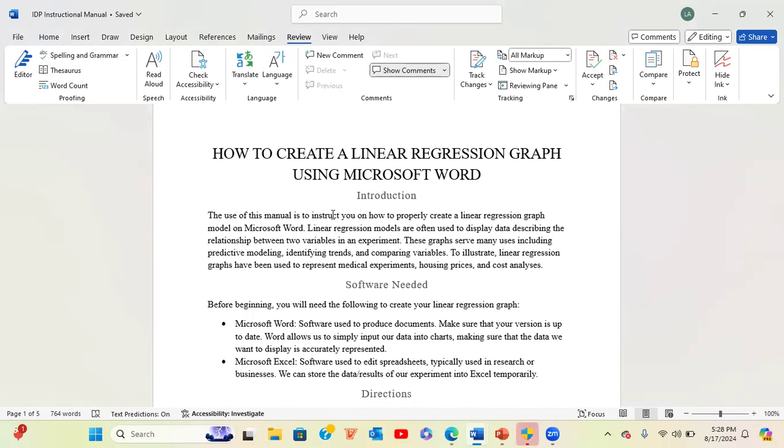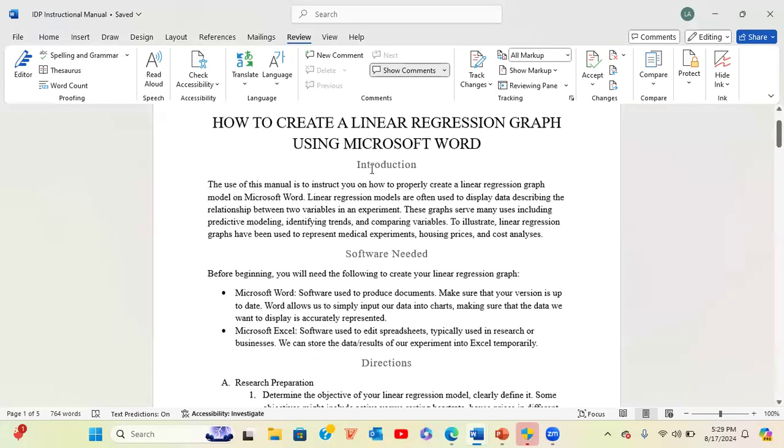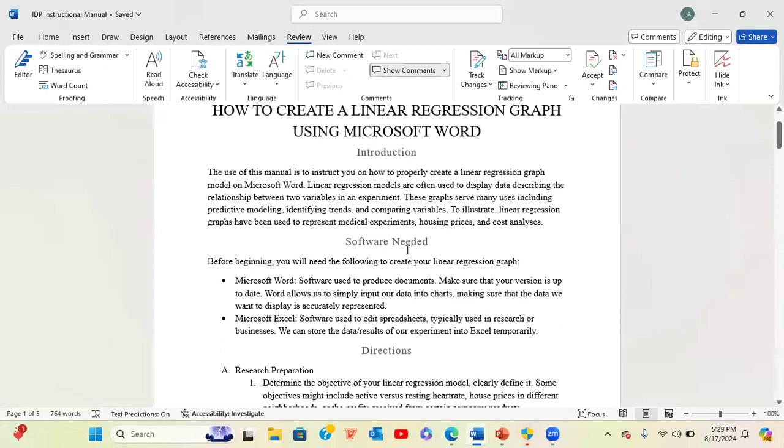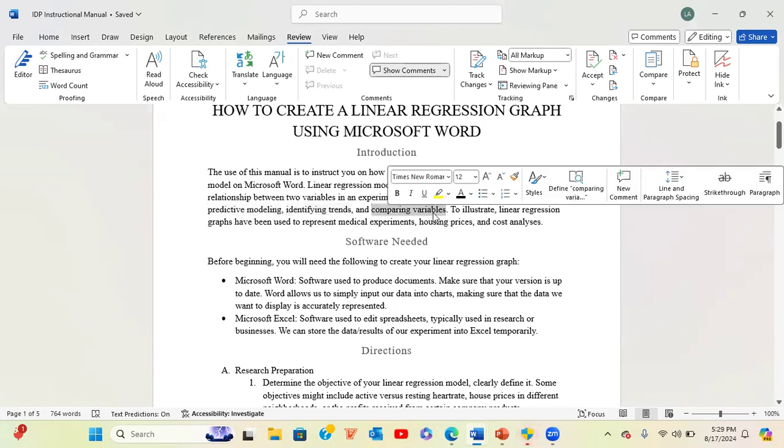It was actually a PowerPoint presentation. I knew I could redesign the manual because it wasn't that efficient, and I also knew that I could change it from not doing a heart rate experiment, but rather to any kind of experiment. Like, for example, in my introduction, I specifically mentioned predictive modeling, identifying trends and comparing variables.